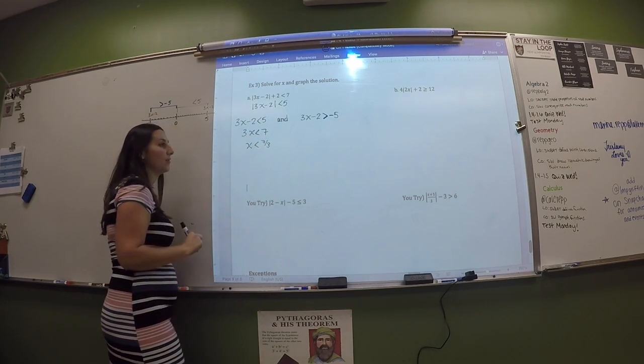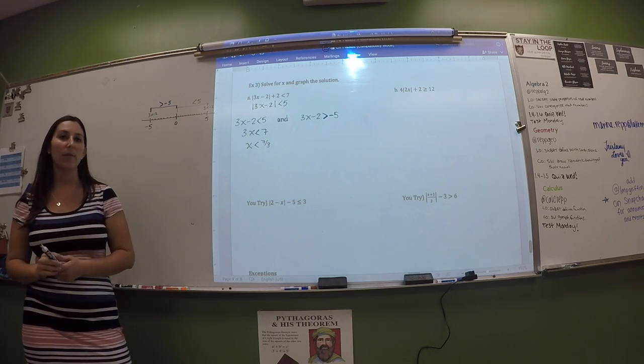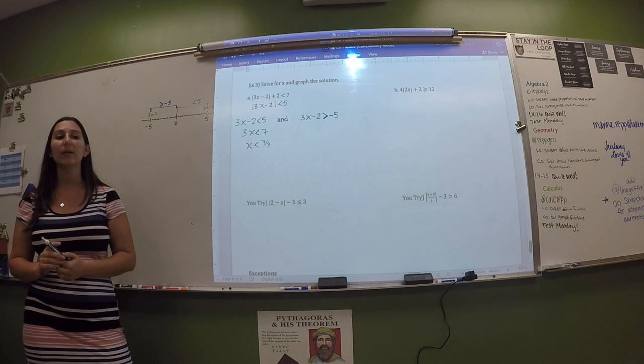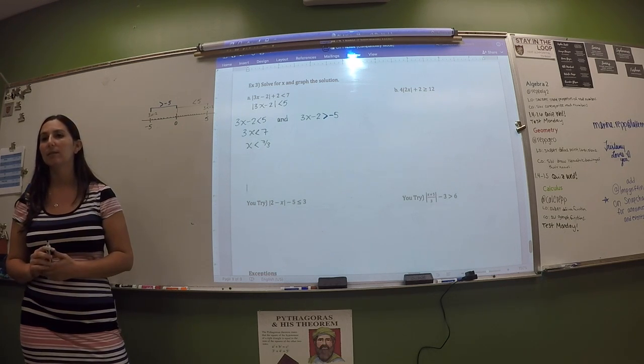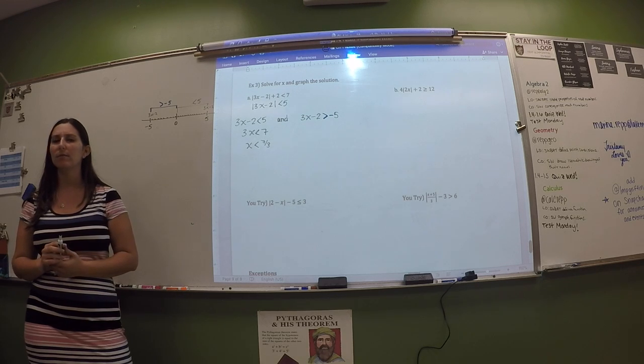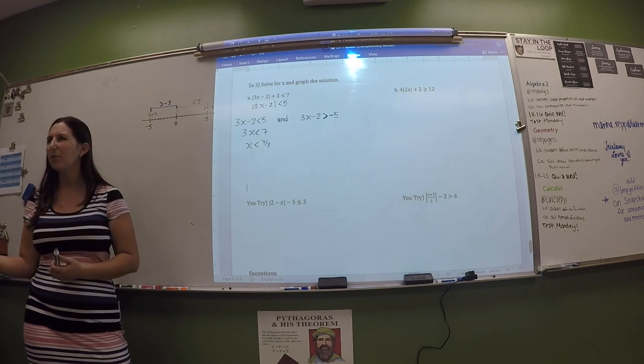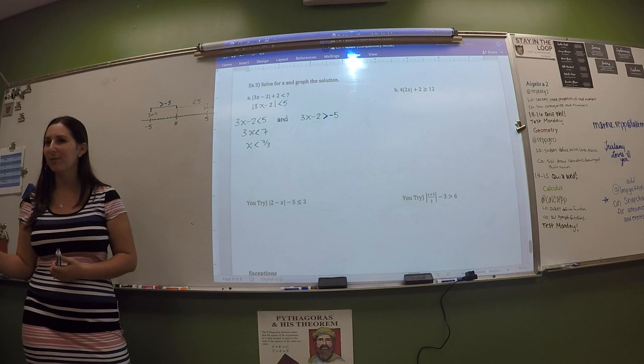You can leave it as 7 over 3, as long as it's simplified. Okay, it's about 2 1/3, or 2.3 repeating.